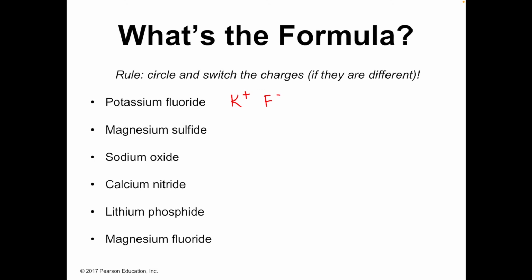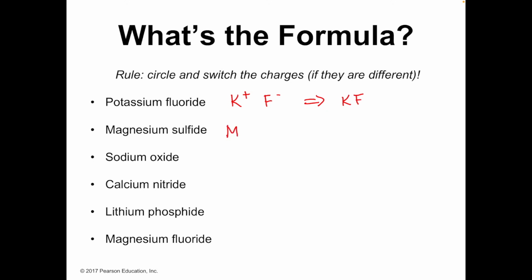So now the 1 plus versus the 1 minus, those are going to exactly cancel out because they are equal and opposite. So we don't need to do the circle and switch method. We can just mush them together because that 1 plus will cancel the 1 minus out. So we're going to get KF. We can just combine them directly.